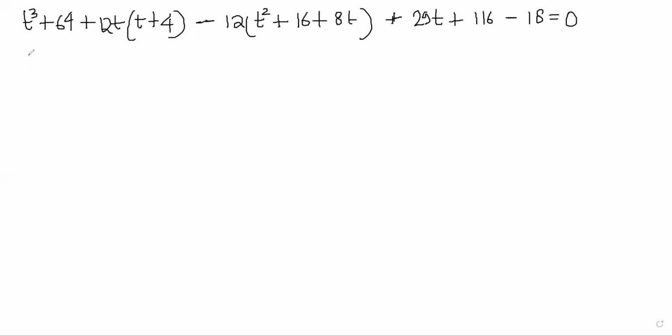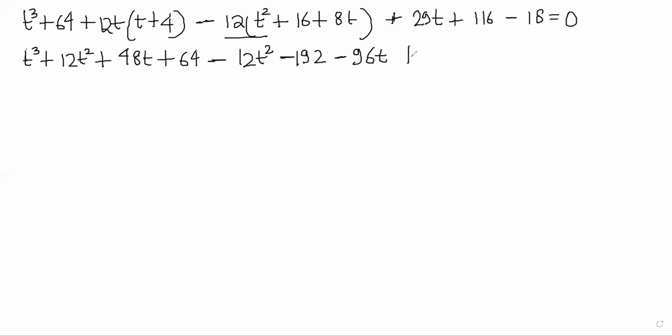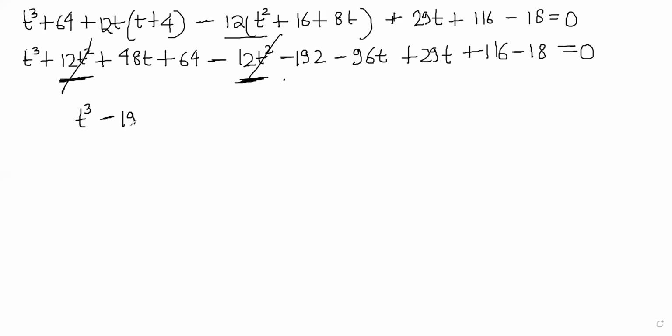So simplifying this further, this becomes t cube plus 12t square plus 48t plus 64. And notice that you get a minus 12t square here, right? Minus 192 minus 96t plus 29t plus 116 minus 18 is equal to 0. Now, the great part here is that 12t square and minus 12t square come, and that is the quadratic term getting cancelled out, right? So eventually you will get this equation, t cube minus 19t minus 30 is equal to 0.